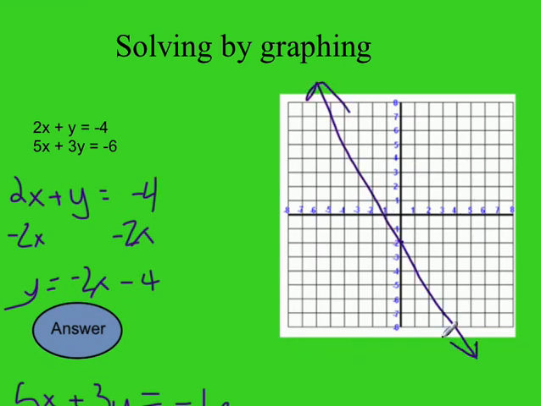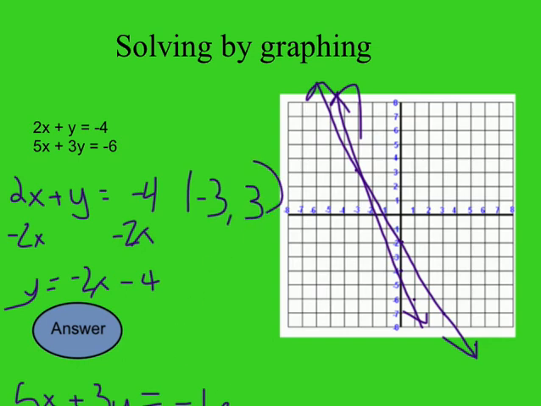Okay? Then for the second line, I got y is equal to negative 2x minus 4. So I'm crossing the y-axis at negative 4, and then I'm going down 2 and over 1. So I'm going to go ahead and draw that line. So it looks like they're crossing way over here. I ended up getting negative 3, 3 based off of my graph.